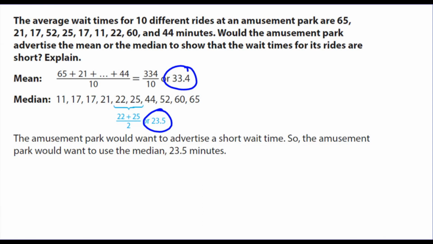If I had to choose between these two, the amusement park would probably want to advertise the shorter time, so they would use the median here to say that our amusement rides have a typical wait time of about 23.5 minutes as opposed to 33.4 minutes, which makes it seem like you're going to be waiting a long time. So they'll use a different measure of center to get a different message across.